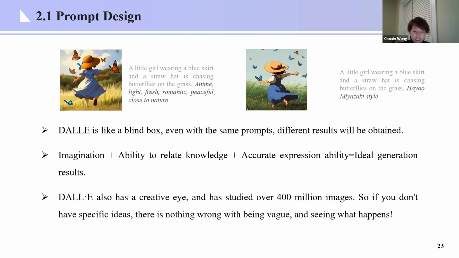continuously iterating and refining the process, satisfactory results can be achieved. And DALL-E also has a creative eye and has studied over 400 million images. So if you don't have a specific idea, there is nothing wrong with being vague and seeing what happens. DALL-E may bring you unexpected surprises.